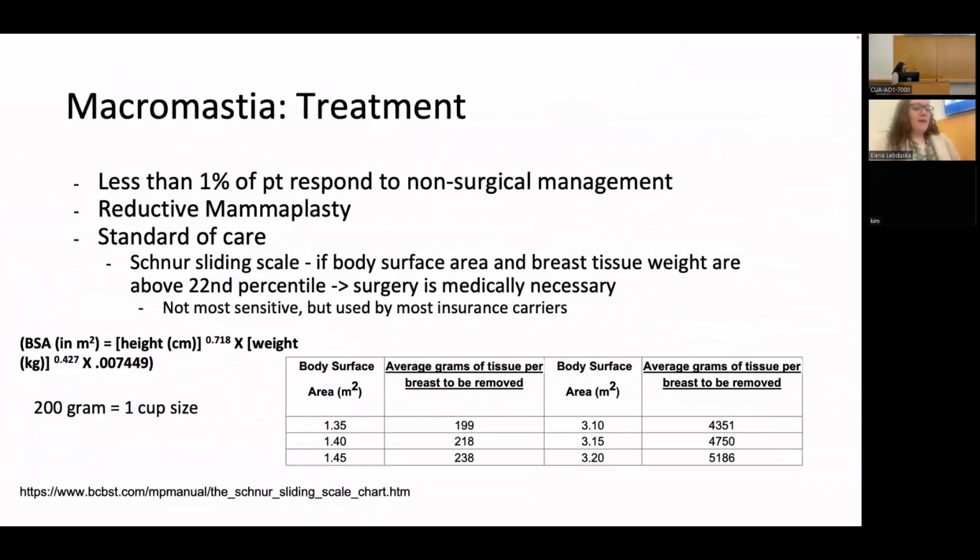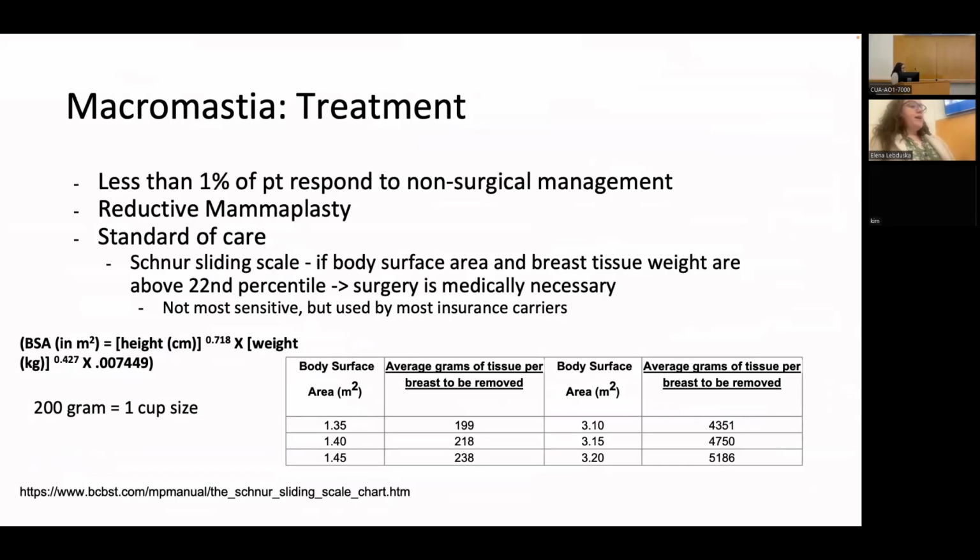Moving into the treatment of macromastia, typically as clinicians, we always want to start with the most conservative management. However, less than 1% of patients will find resolution of their symptoms with the use of NSAIDs, physical therapy, proper bra fitting, or weight loss. Mammoplasty is one of the most common plastic surgeries, as Elena mentioned, in the United States, and is considered to be the only definitive treatment for macromastia.